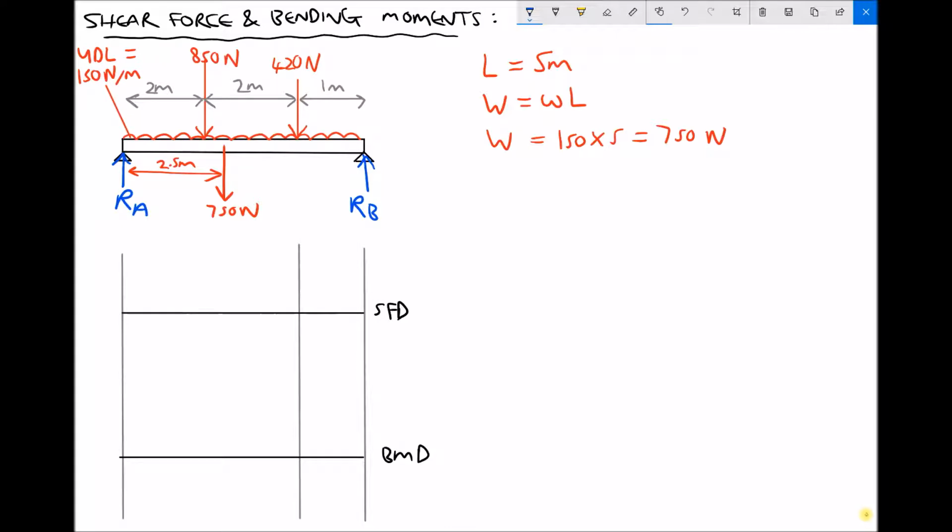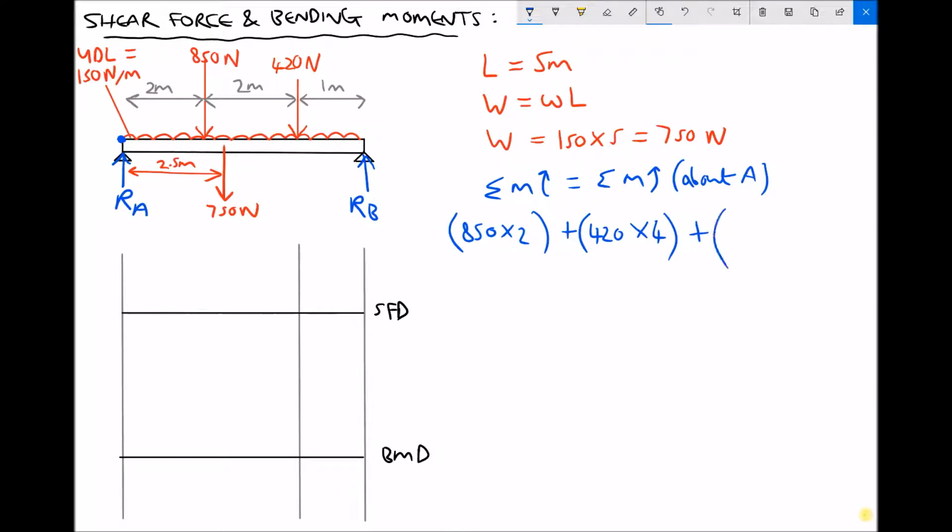And as usual, the first thing I'm going to do is take moments about the left hand support, or about A. So we can say that the sum of the moments in the clockwise direction equals the sum of the moments in the anti-clockwise direction, specifying that I'm doing that about point A. And the sum of the moments in the clockwise direction, well, I have 3 forces causing clockwise moments. I have an 850 Newton force at a distance of 2 meters. I have a 420 Newton force at a distance of 4 meters. And I also have my UDL, which is a 750 Newton equivalent point load at a distance of 2.5 meters.